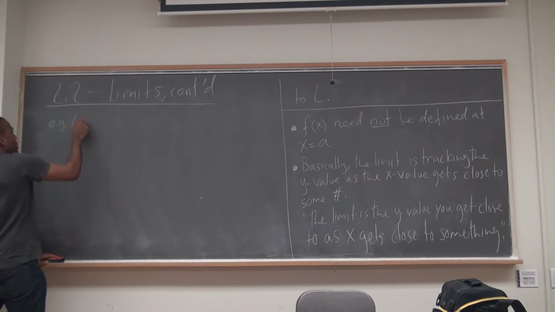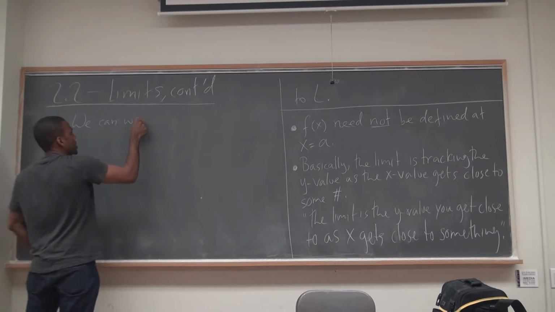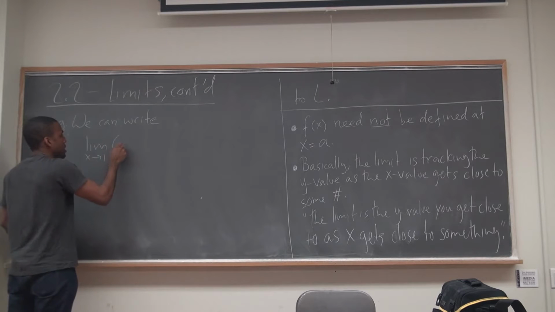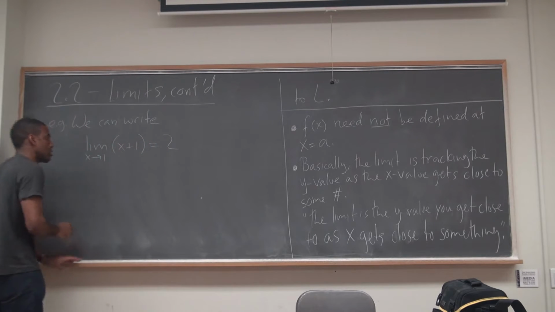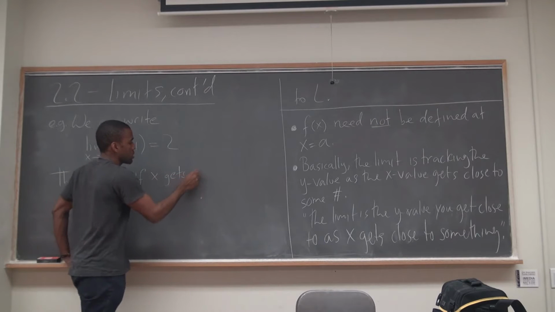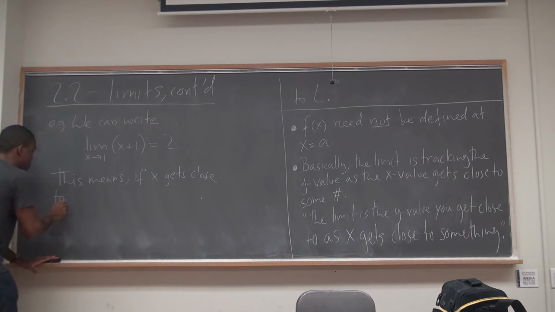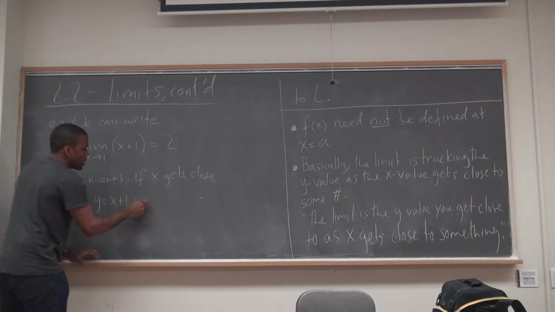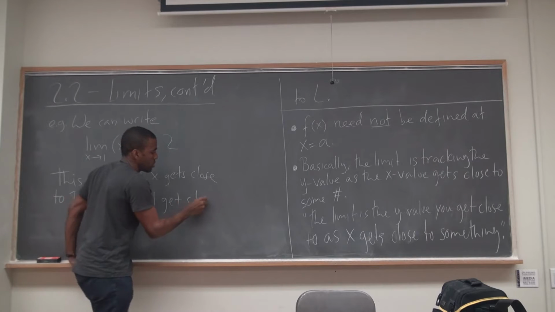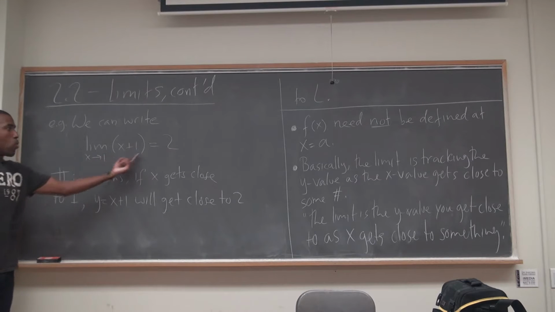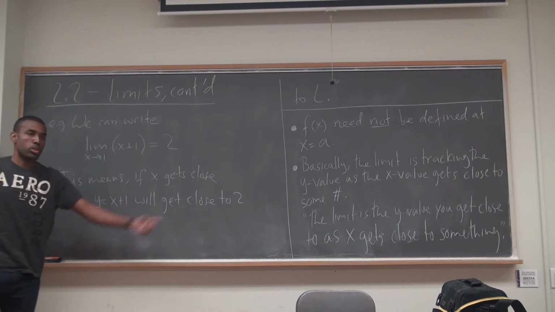Example, we can write the limit as x approaches 1 of x plus 1 is equal to 2. This means if x gets close to 1, y equals x plus 1 will get close to 2, right? So as my x value inches closer to 1, my y value, the output of this function, is going to get super close to 2.